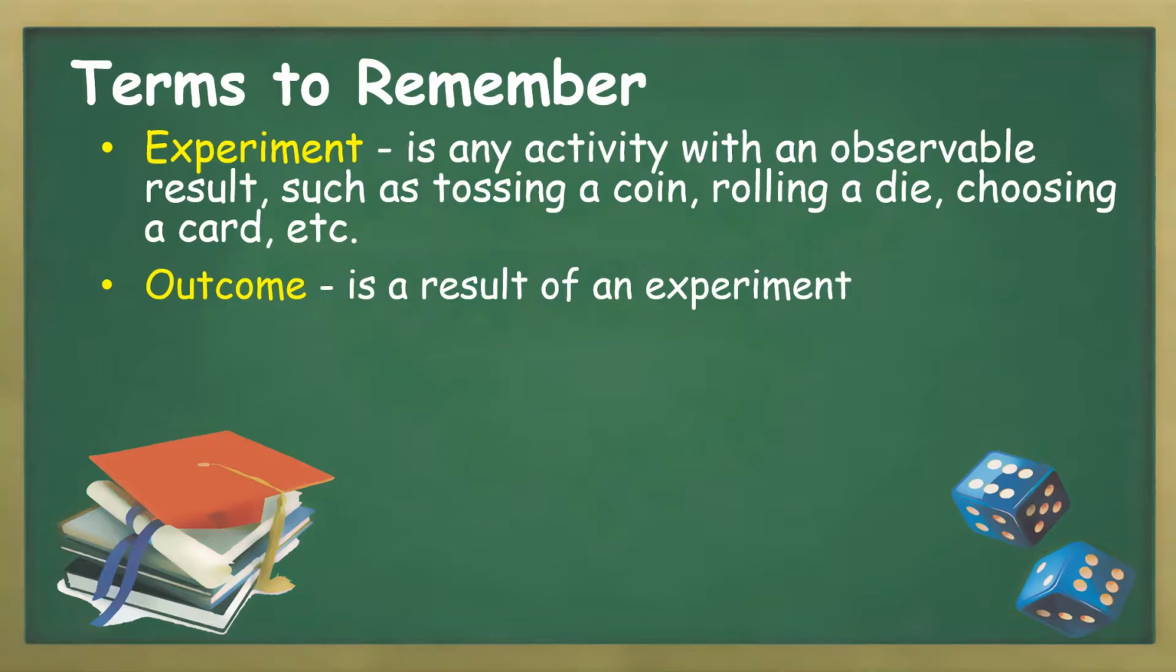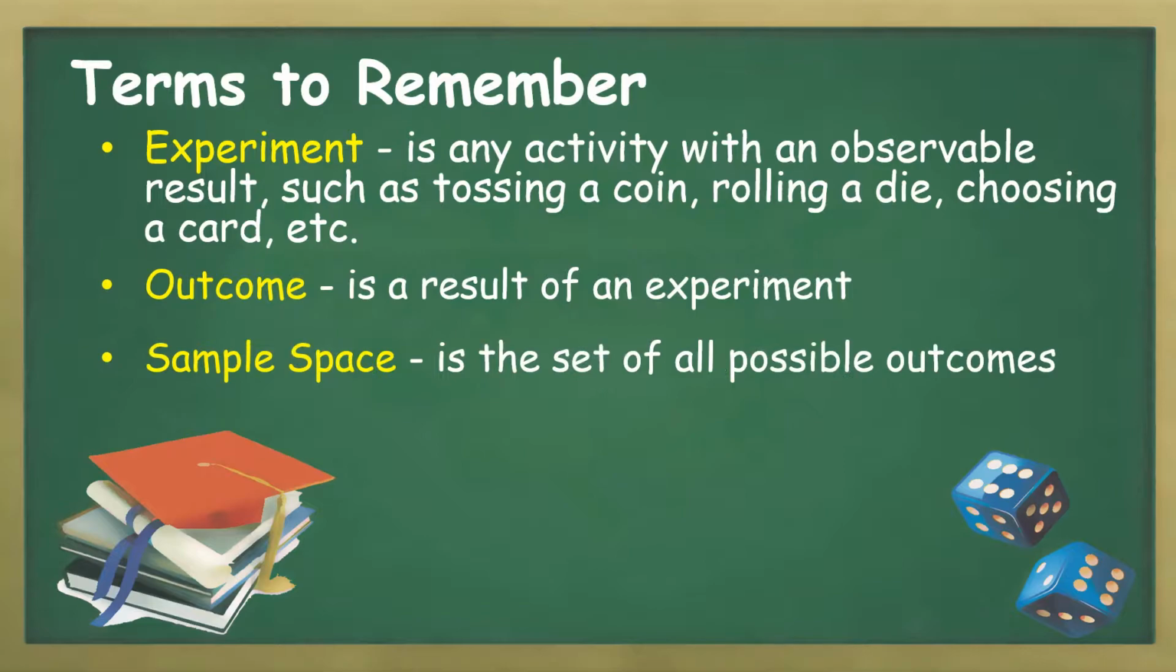Next is the outcome. The outcome is the result of an experiment. For example, if you toss a coin and you get a head, head is your outcome. Or if you roll a die and you get 1, then that will be your outcome. Next, the sample space is the set of all possible outcomes. So when you toss a coin, the possible outcomes are head or tail. When you roll a die, the possible outcomes are 1, 2, 3, 4, 5, and 6. So the set of possible outcomes will give you the sample space.